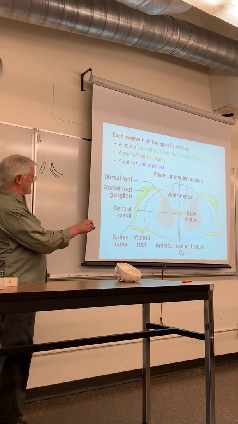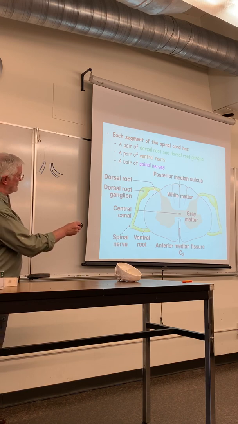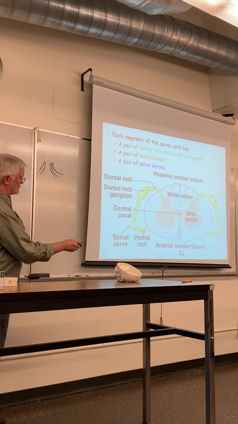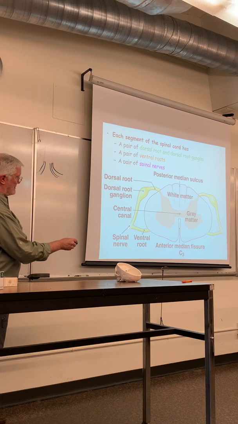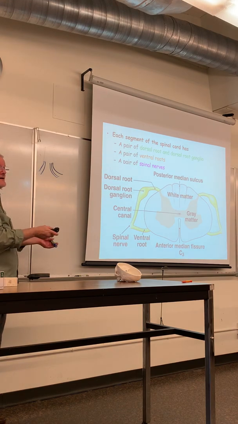Well, that's this stuff right here. This is my dorsal root, and there's the rest of my dorsal root. That is my dorsal root ganglion, and then there's my ventral root, and there's my spinal nerve. I'm going to have one spinal nerve on this side, one spinal nerve on that. A ventral root here, and I got two of each, one on each side.